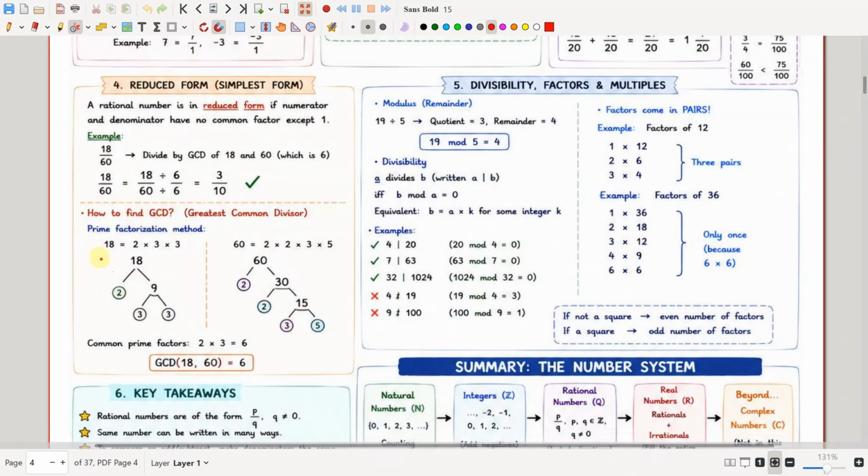Okay, so the GCD of 18 and 60 will be, see, there is only one 2 in common, so I'm taking 2. Then I have one 3 in common, so 2 into 3 is 6. So the GCD of 18, 60 will be 6. Okay, the same divisibility rules we are having again here.